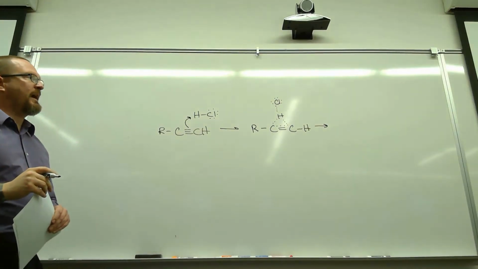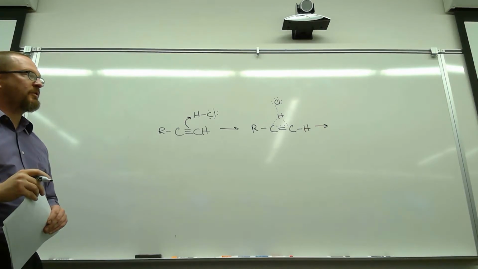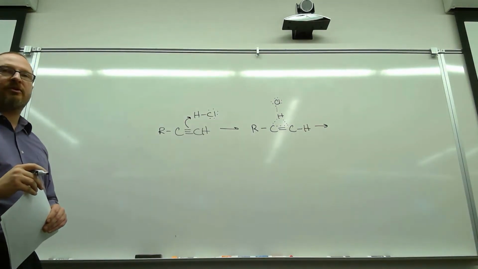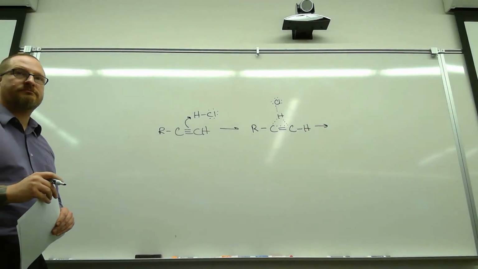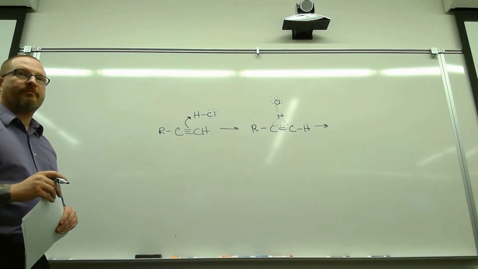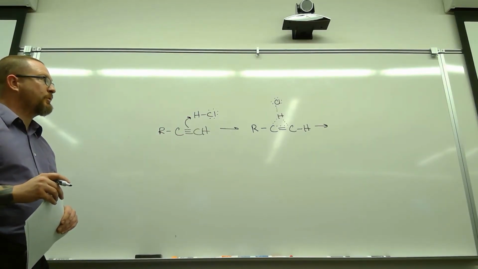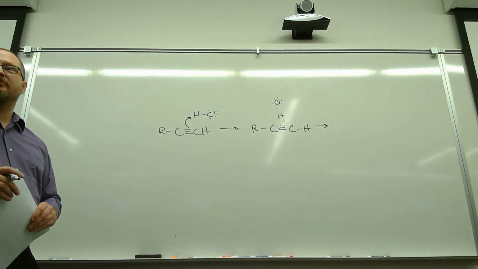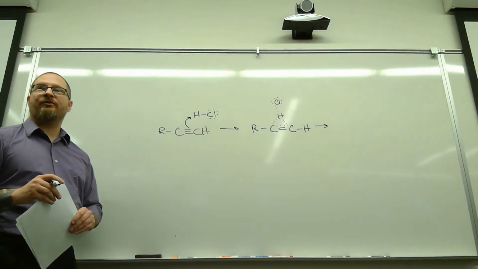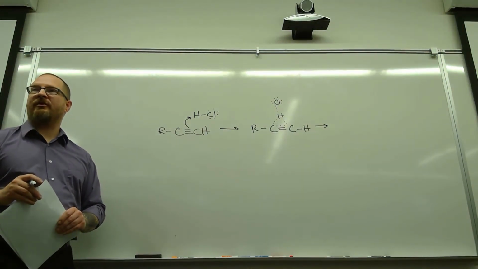What do you guys think the outcome of having this pi complex intermediate versus the carbocation will be in terms of the products? Would you expect this to be subject to rearrangement based on a 1,2 hydride shift? No, because you don't have a discrete carbocation.